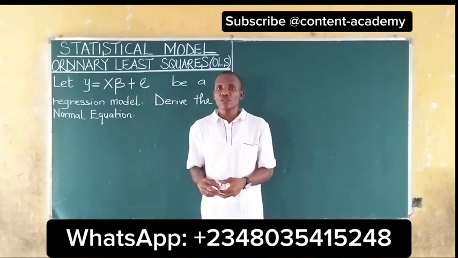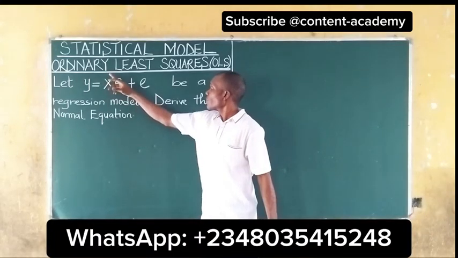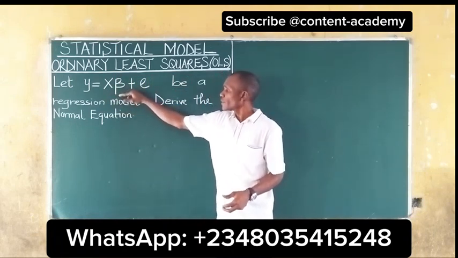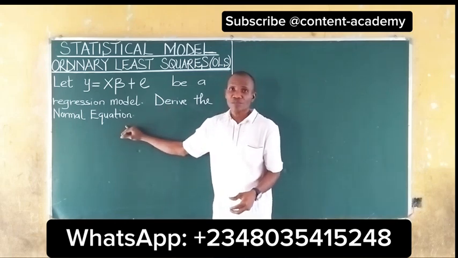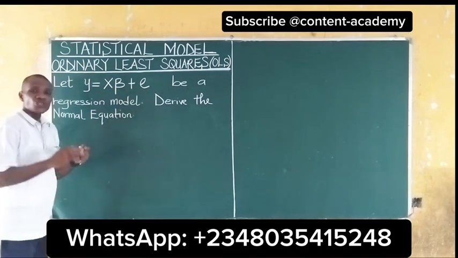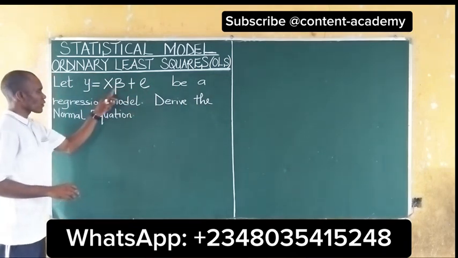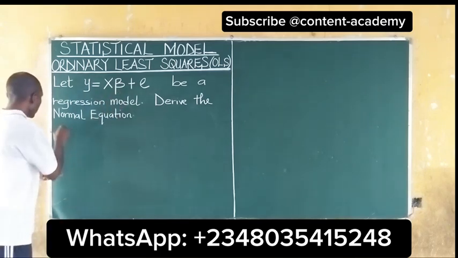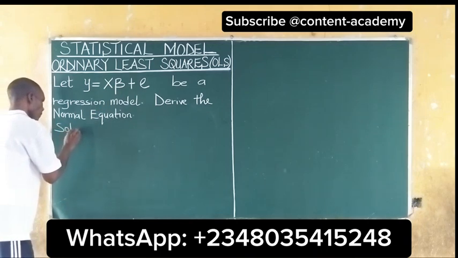In this video, we shall discuss the ordinary least square, and we are given the regression model to obtain the normal equation. For the ordinary least square, the goal is to find the vector b that minimizes the sum of square errors. So, solution.